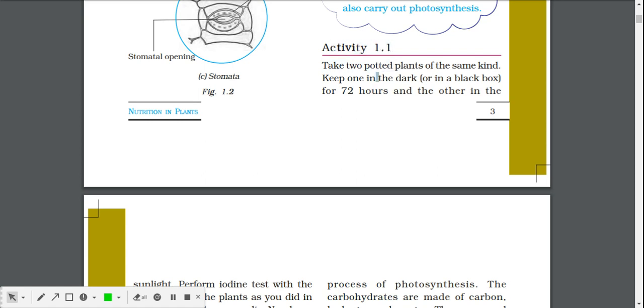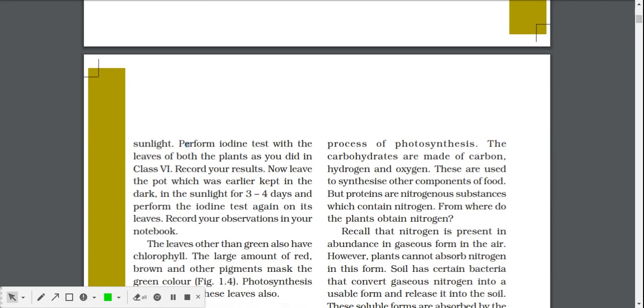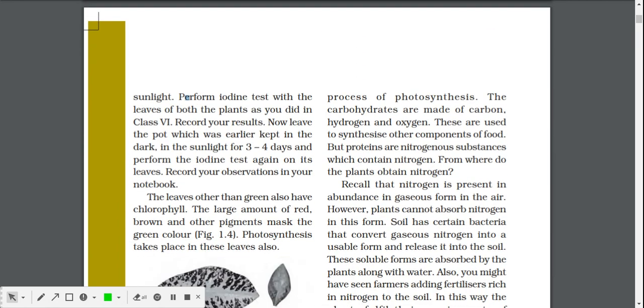So in this activity, what we are going to do: take two potted plants of the same kind, keep one in dark for 72 hours and the other one in sunlight. So what will happen? What will you observe? One plant you have to keep in dark, one plant you have to keep in sunlight for 72 hours. Perform iodine test with the leaves of both the plants as you did it in class 6.